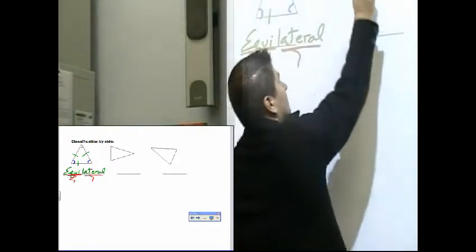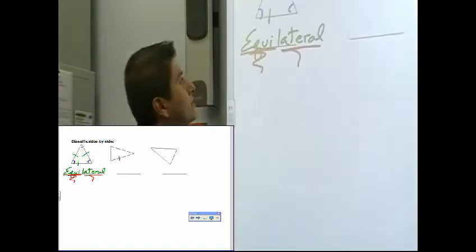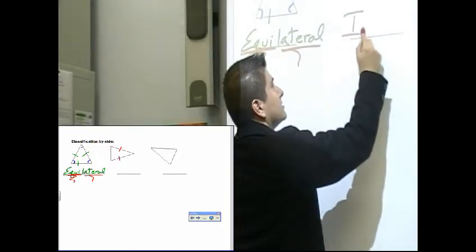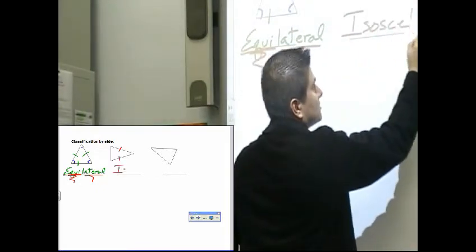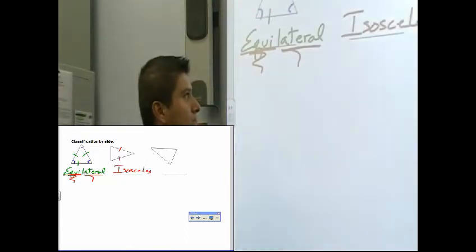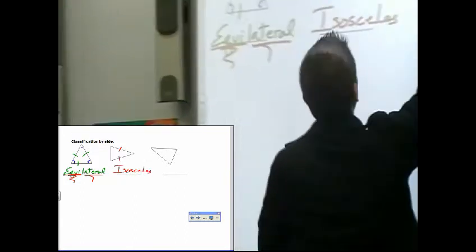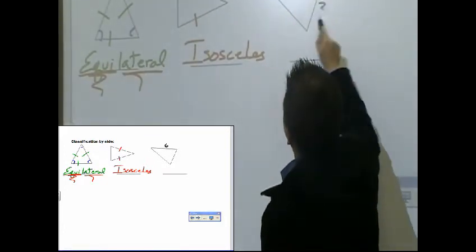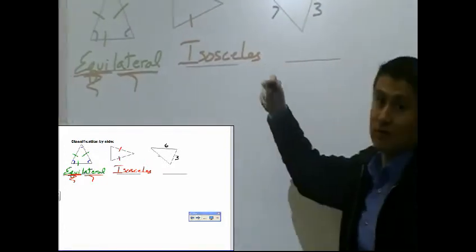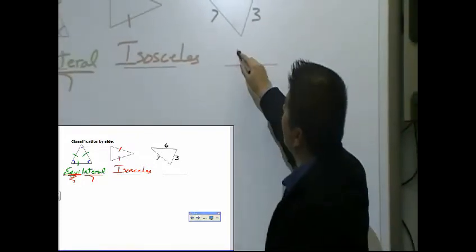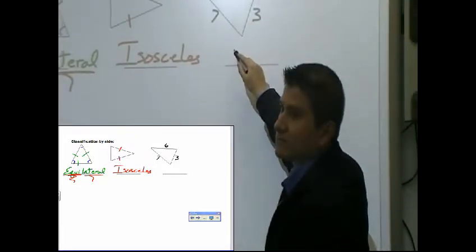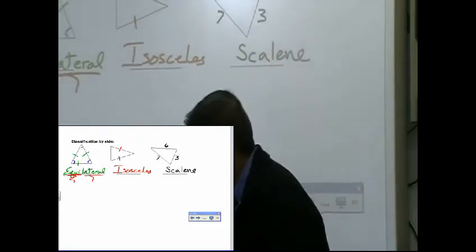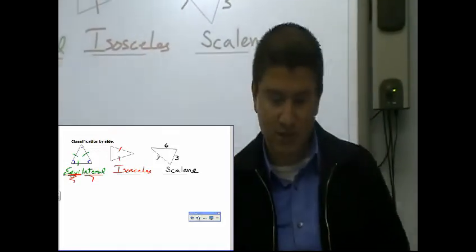This little fellow over here, this little piggy went to the market. This little piggy has two sides the same size, and as you might remember, it's called isosceles. Isosceles triangle. And then the last one, these are all different sizes. This could be like 6, this could be like 3, and this one could be like 7. If they're all different sizes, it's scalene. Alright, so those are the different classifications of triangles.